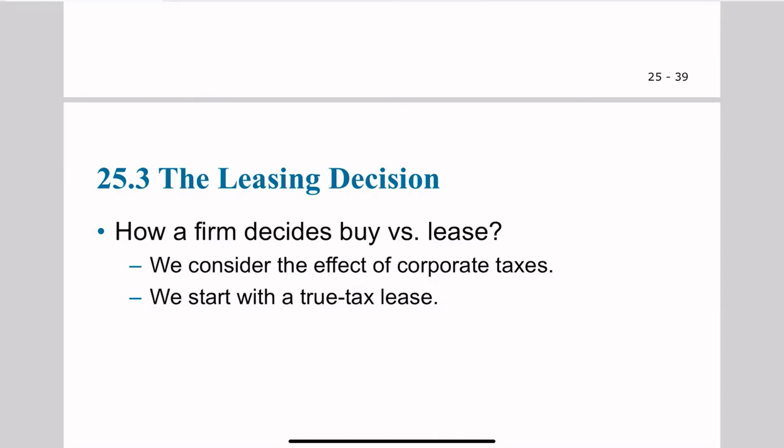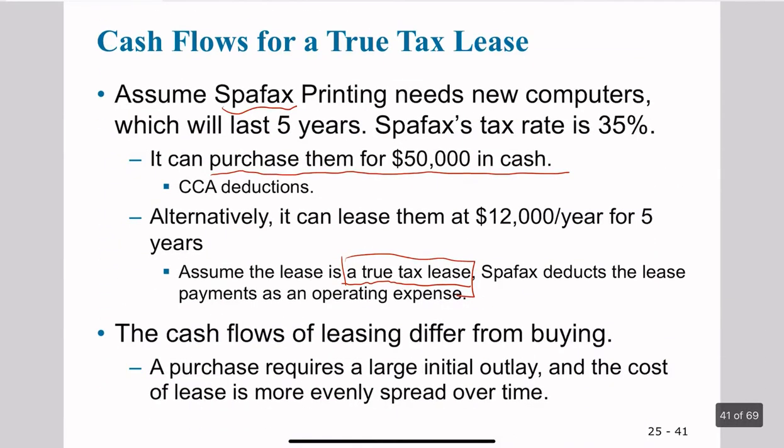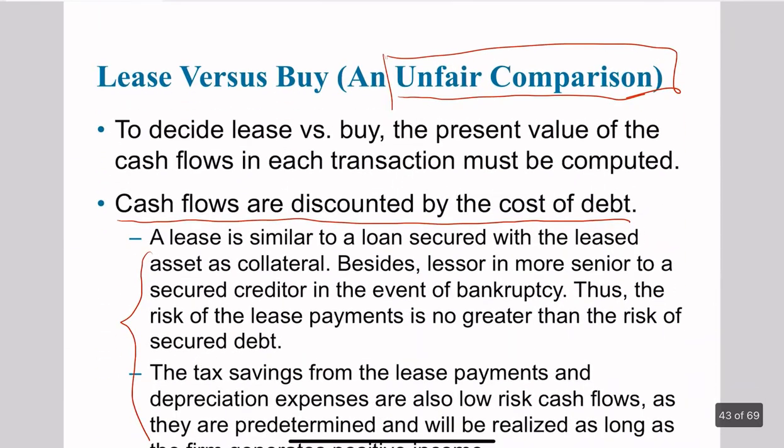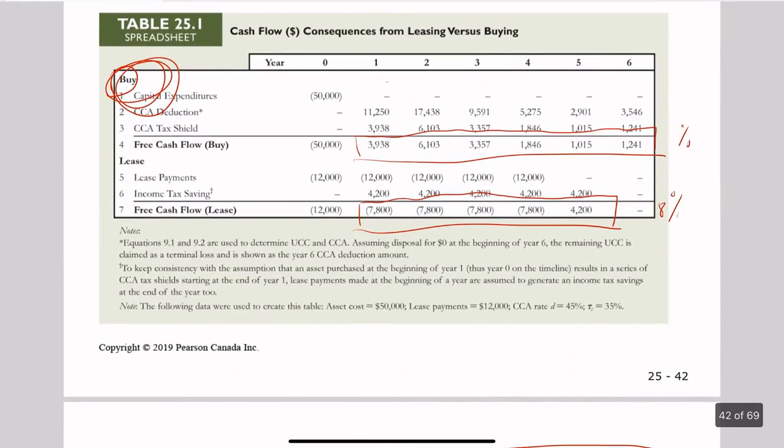So in the last class, we discussed the leasing decision. That is, whether the firm should buy or lease. First, we used the unfair comparison. What we have done is we essentially calculated the firm's free cash flow from buying and the firm's free cash flow from leasing. And then we calculated the discounted value of these free cash flows.